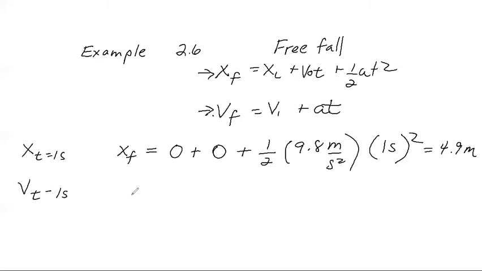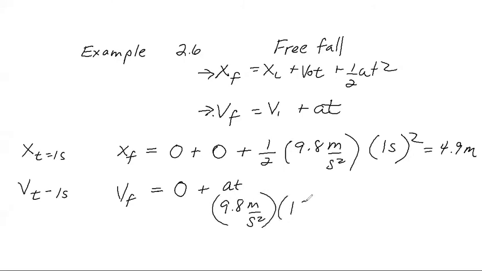Now for our velocity in 1 second. So V final equals our initial velocity. Once again, it's dropped from rest, so we have a 0 initial velocity, 0 plus A T. So plus 9.8 meters per second squared times 1 second. So our final velocity is going to be 9.8 meters per second.